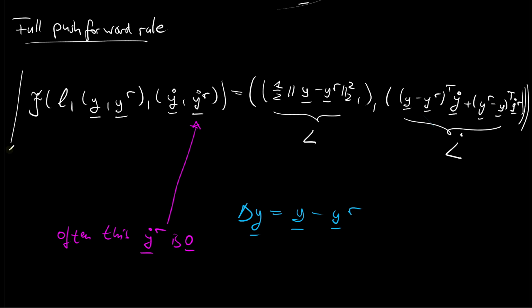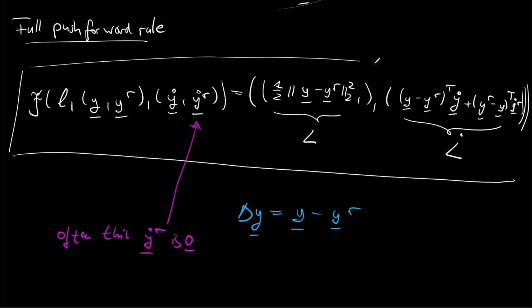And this is the full push forward rule, which you would do in forward mode automatic differentiation over your L2 loss. But often for a lot of computations you would rather want to do reverse mode automatic differentiation in order to have the constant complexity with respect to some parameters.